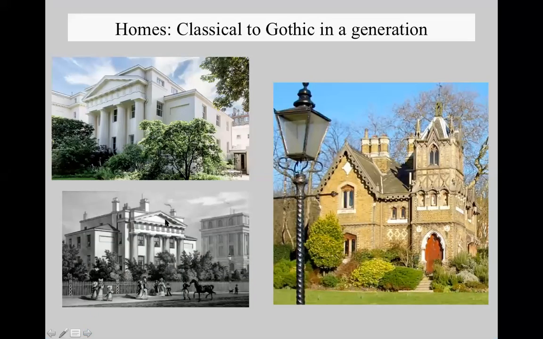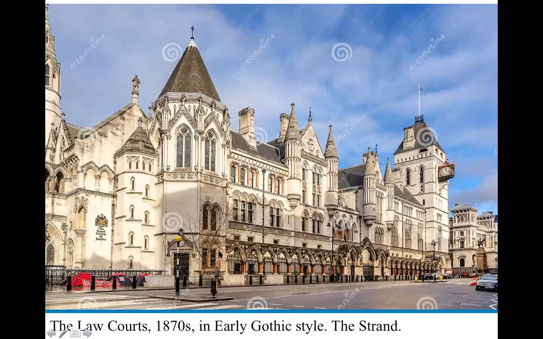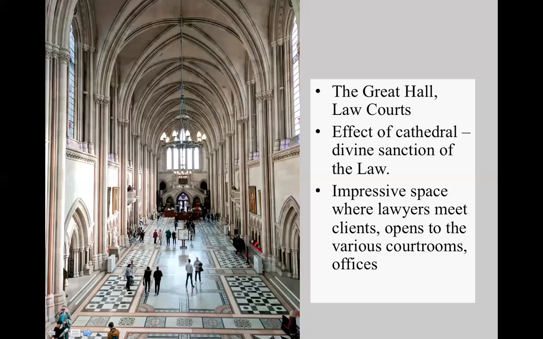Homes: on the left, a classical villa. On the right, a Gothic villa, built within 20, 30 years of each other. Again, this amazing contrast in how you think about the home. The law courts, one of the great Gothic buildings of Europe from the 1870s, just at the entrance of the City of London. Don't have time to say much about it. Here's the interior, the huge hall where you meet your client if you're a lawyer. Very, very impressive. The idea that law should impress you, should take it seriously. Really, that's what's going on here.